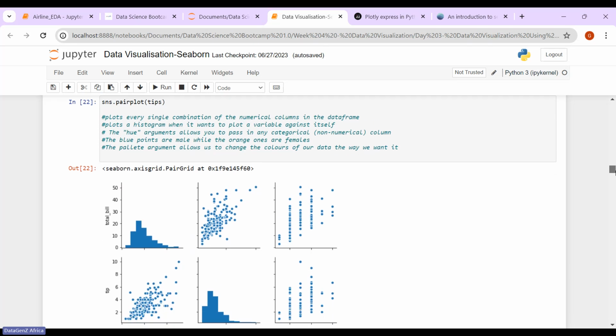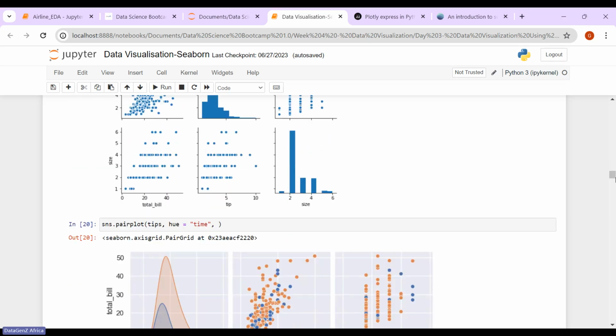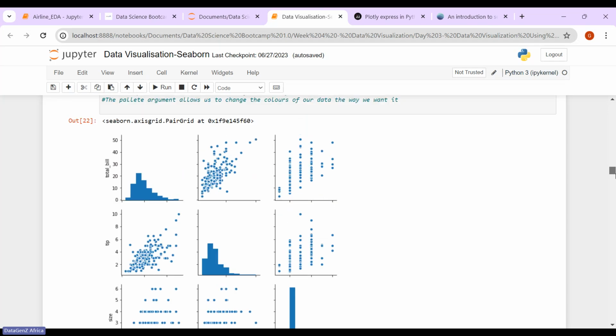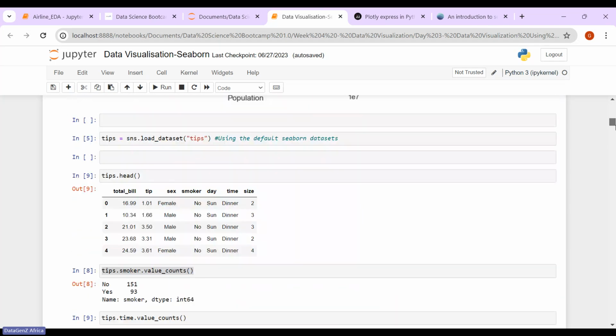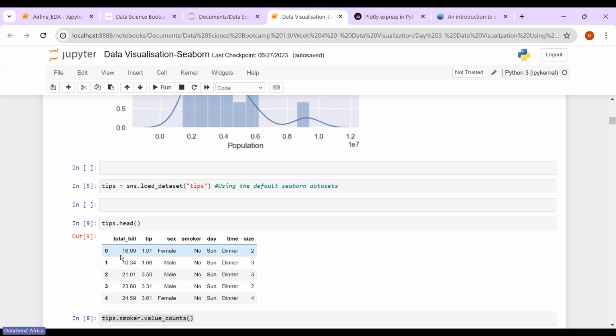All right, so we have the pair plot. What the pair plot does is it plots every single combination. This plot is very, very good, because at a glance you can plot different numerical fields together. In fact, it plots everything within your data set. It takes every numeric combination: the total bill, tip, and size. It takes every single combination and plots them against one another.